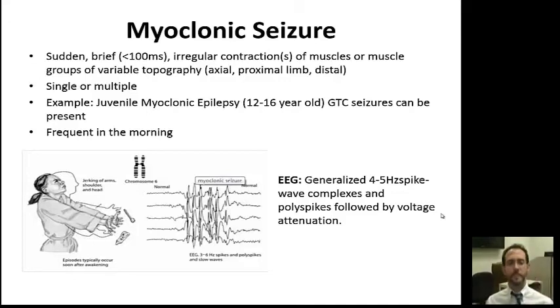Single or multiple? For example, it could be juvenile myoclonic epilepsy. It typically happens between 12 to 16 years old. It's also considered a generalized tonic-clonic seizure, which can be present during an episode of myoclonic seizure. They're frequent in the morning, by the way, for this juvenile myoclonic epilepsy.